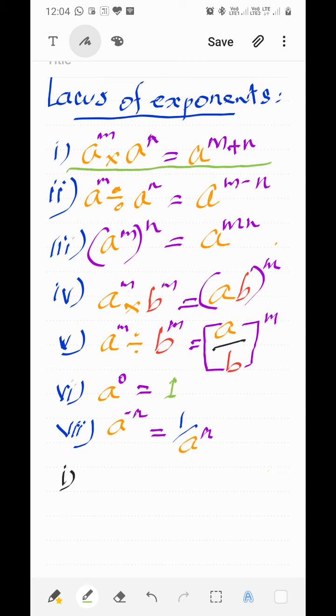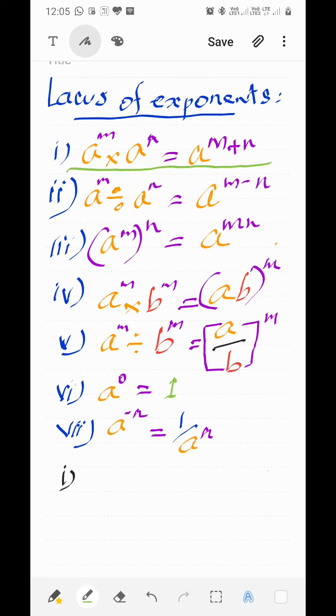That means two powers with the same base and different exponents. Here, a is the base, and m and n are the exponents. If you are multiplying these, we have to write the same base and add the exponents.